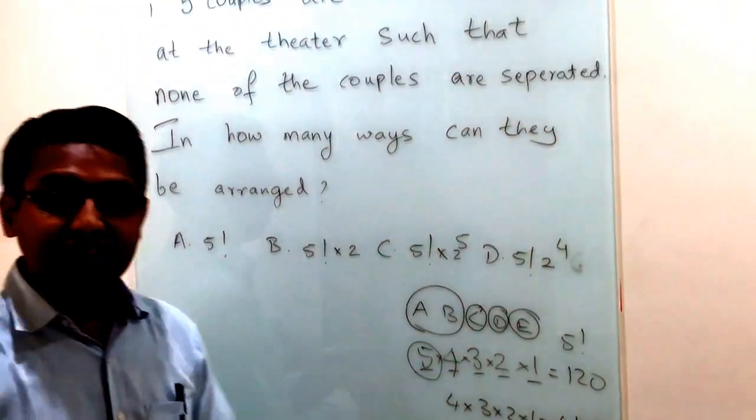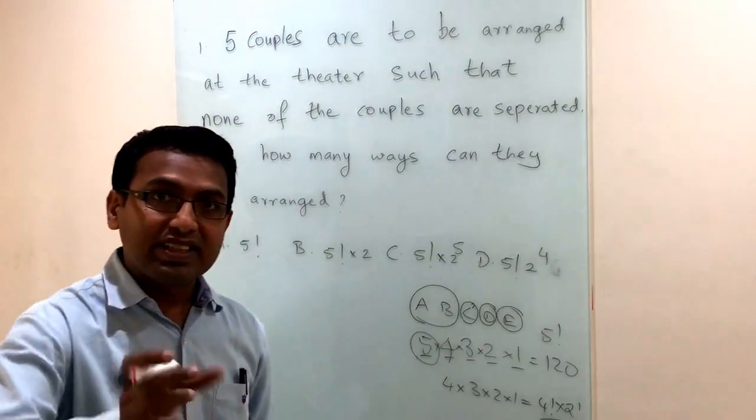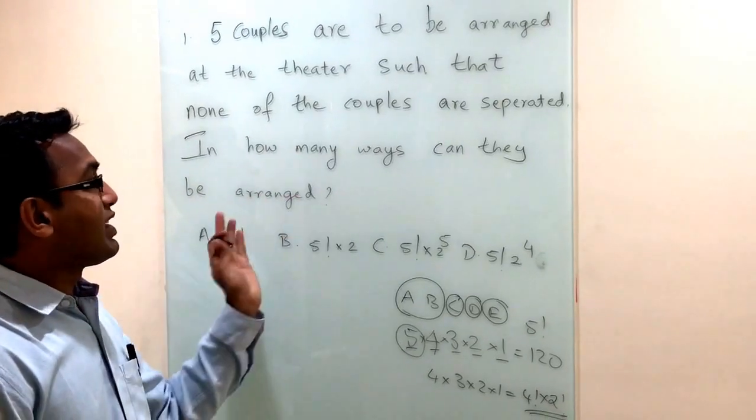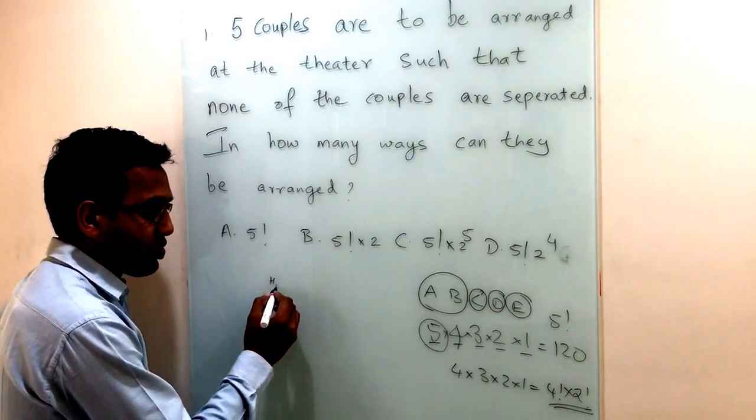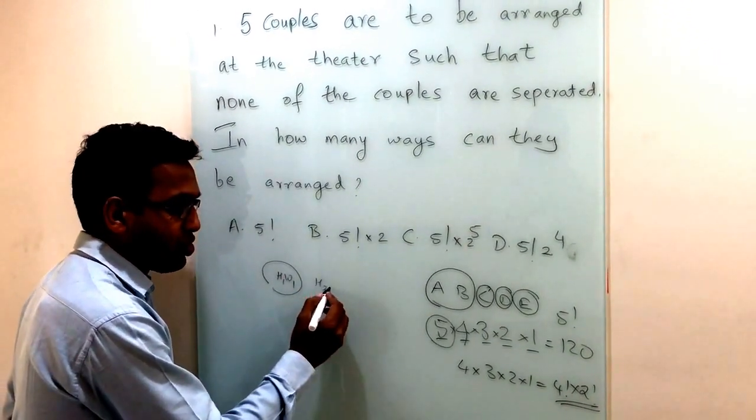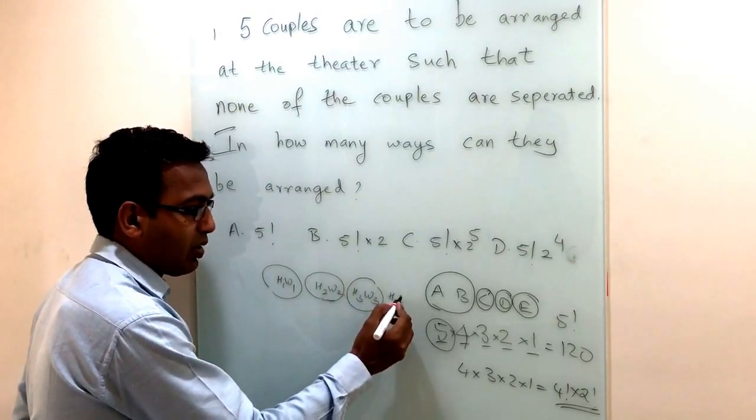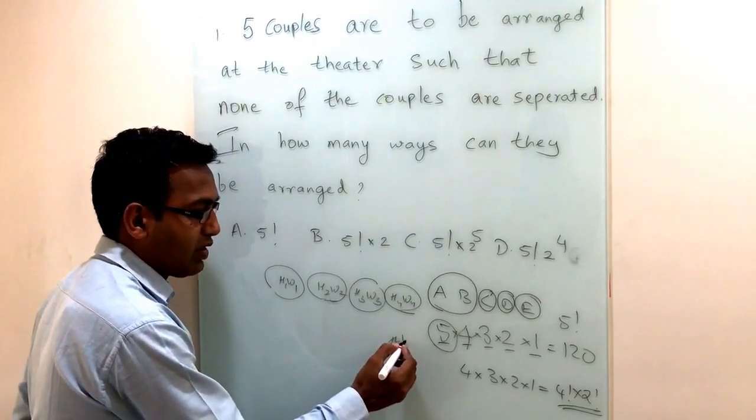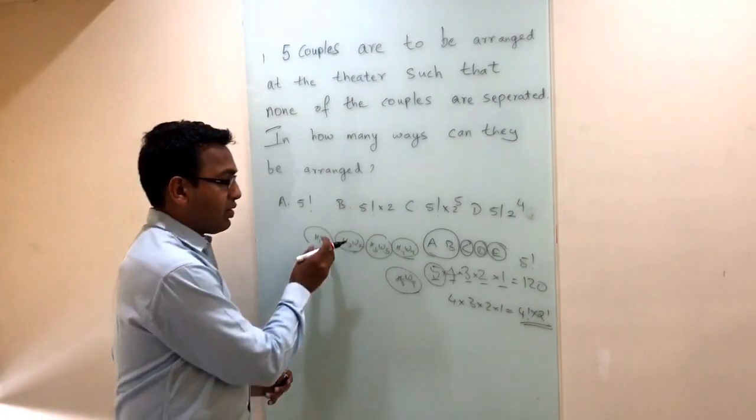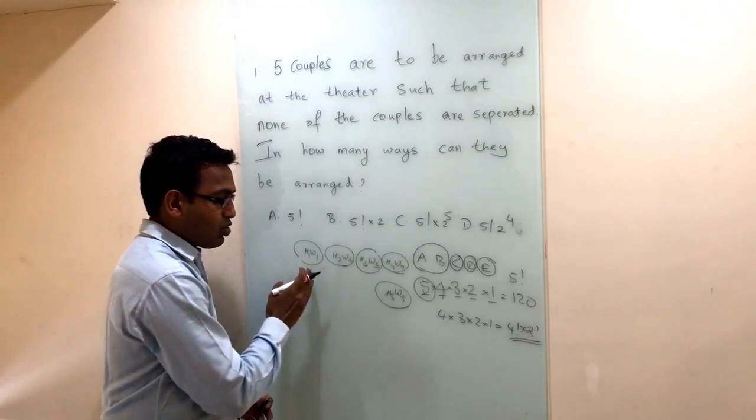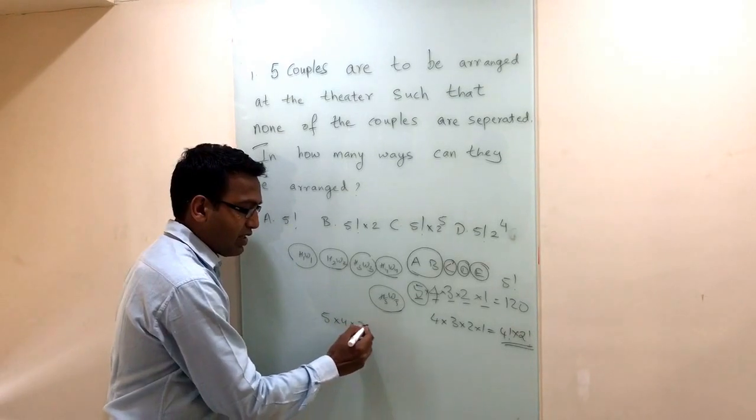So there are 5 couples, they have to be seated, arranged at the theatre such that none of the couples are separated. That means each couple is together, and how many ways can they be arranged? Okay, so let's treat each couple as one unit. So let's call it H1 W1, H2 W2, H3 W3, H4 W4 and H5 W5. Now these 5 have to be arranged. They are together, right? Each couple is together. So 1, 2, 3, 4, 5 units. 5 units we can arrange in how many ways?